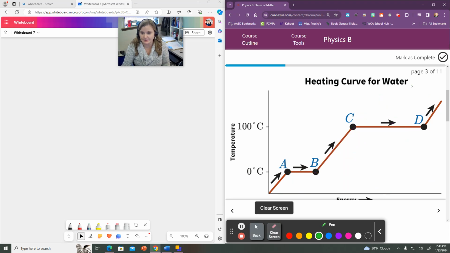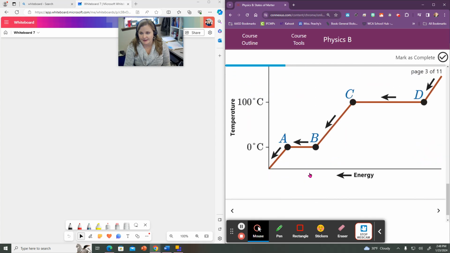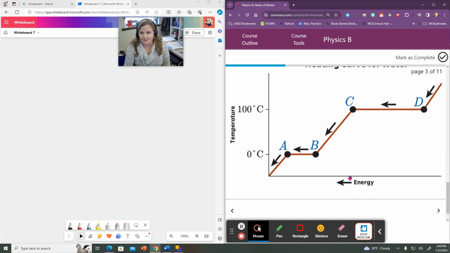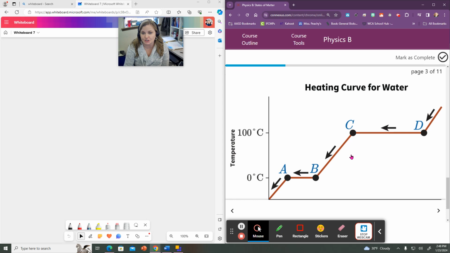I'm going to go ahead and clear this off. I'm going to go down a little bit. Now, if the energy is going the opposite direction, as we see here, it is energy that's being taken away, so it's going to feel cold. You have to cool it down, right? So the movement is in the opposite direction here.